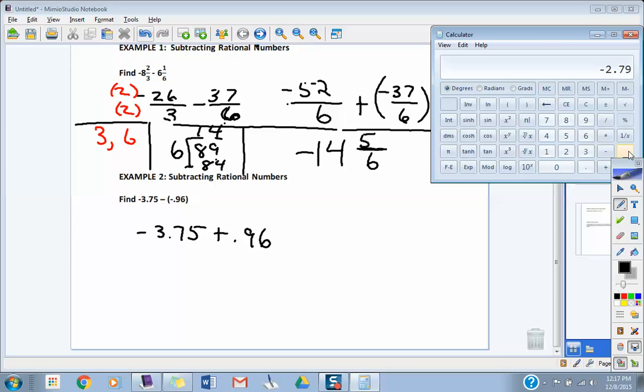All right. So, what do you have here? Negative 2.79. All right. Do you understand why this is addition right here? Change the subtraction to addition, and then the opposite of negative 0.96 would be a positive 0.96.